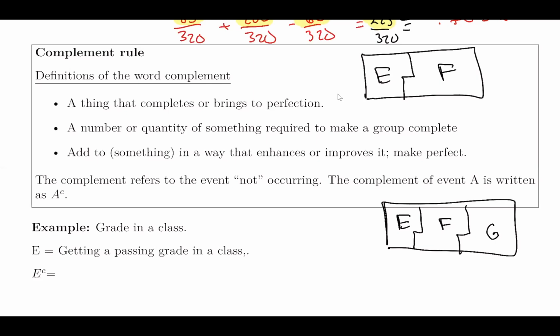All right. And also the symbol for the complement rule is this one. It is a C, the event to the C power. So if we have A, that means this is the event. If you have A to the C power, that means this is the complement of A. So whatever A is, A to the C power is going to complement it.